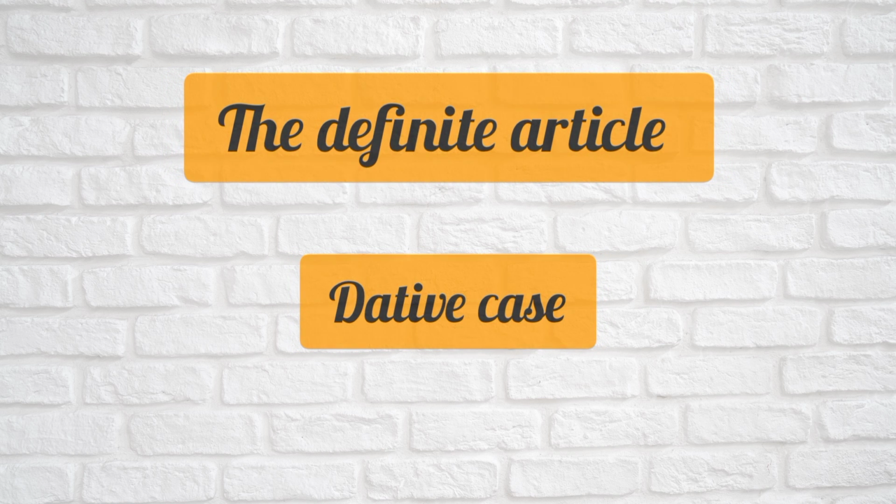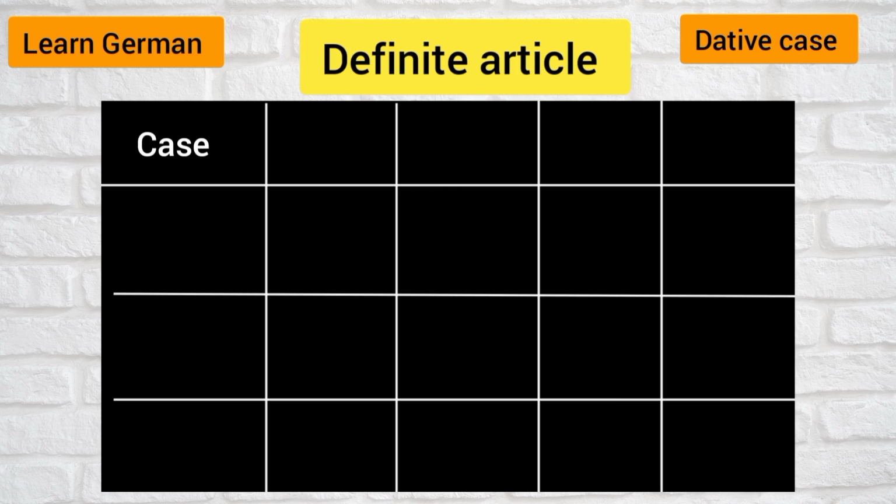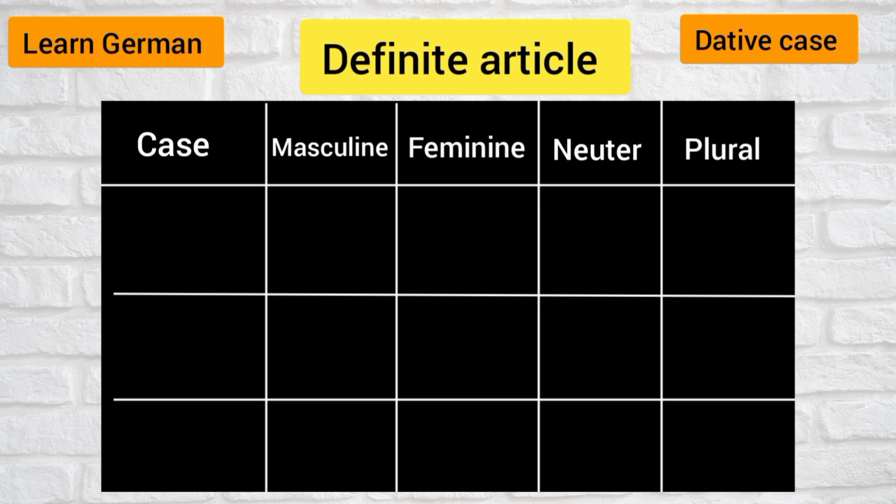Today we are going to understand the definite articles used by dative case. So let's start. Definite articles. As we have already done the definite articles used by nominative and accusative case, before moving towards dative case, let's revise these articles.